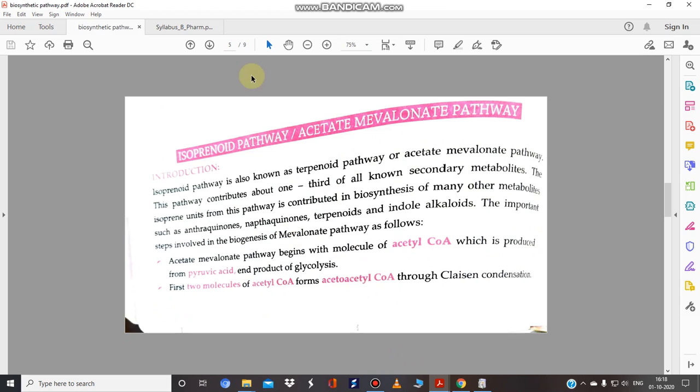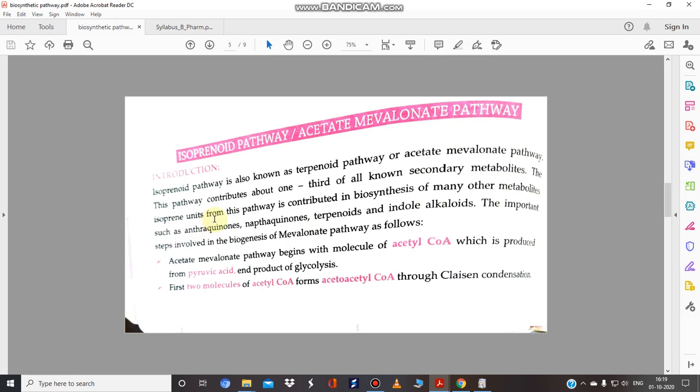So let's start. The acetate pathway, or you can say the acetate mevalonate pathway, or the isoprenoid pathway. This is a very important pathway for the production of different types of metabolites. Let's read once, then we'll start. The isoprenoid pathway is also known as the terpenoid pathway or the acetate mevalonate pathway, and basically this pathway contributes about 1/3 of all secondary metabolites. So this is very important for the production of secondary metabolites.